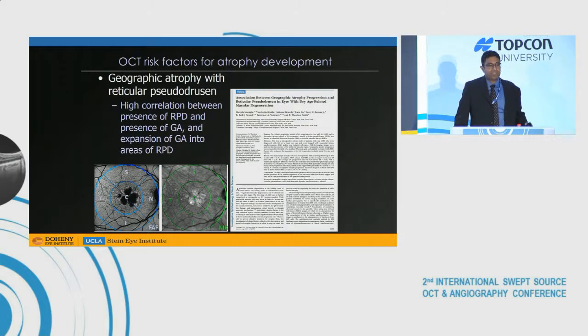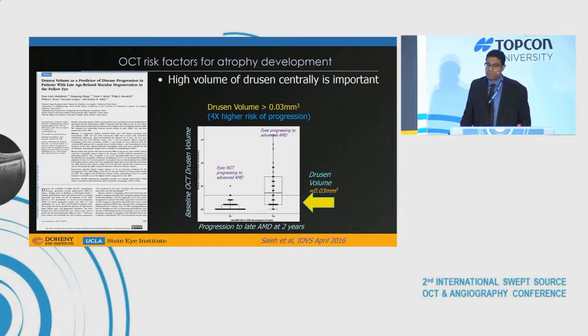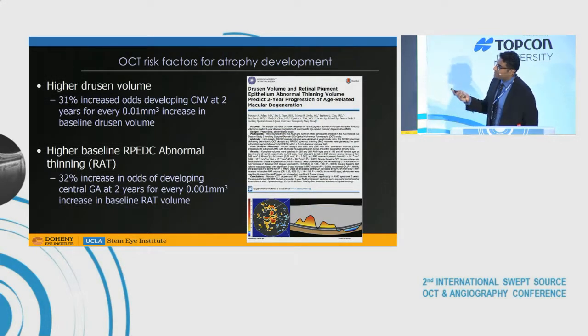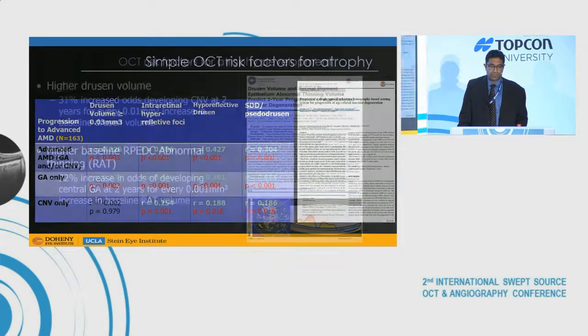Rick Spaide taught us a lot about reticular pseudodrusen or subretinal drusenoid deposits and their relevance in substantially increasing your risk of developing both type 3 neovascularization as well as atrophy, and that's been verified in a number of different studies now. In addition, we observe, and this is probably not very surprising, that if you have a lot of drusen in the very center, high central drusen volume, that appears to be a risk factor for atrophy, and that was confirmed in this sub-study from the AREDS2 study, which again observed the importance of central drusen volume.